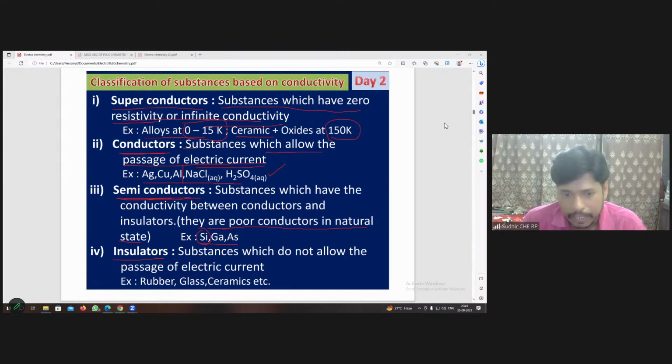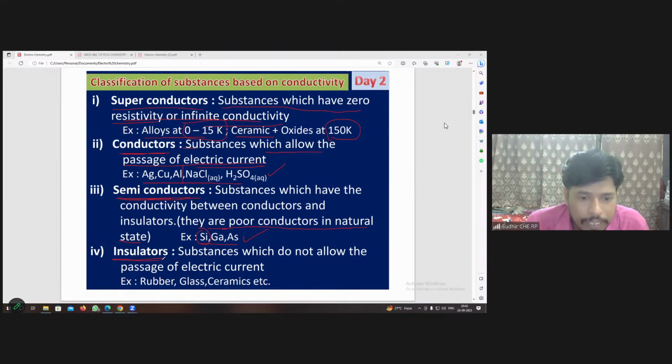So, three points I said. Semiconductors exhibit a conduction property between conductors and insulators. That is point number 1. Point number 2, in their natural state, they are actually bad conductors. Point number 3, whenever we mix them with some other elements or impurities, they increase their conduction property and act as semiconductors. You have to understand these three points very carefully under semiconductors, and you can list out examples anyhow.